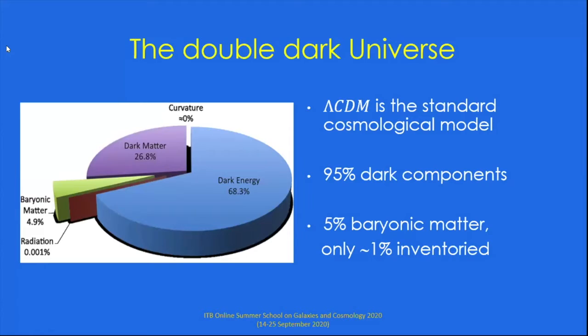I will start by showing you a pie diagram that describes the matter energy budget. It's the standard model of contemporary cosmology, that is lambda CDM. This model basically says that we live in a double dark universe in which dark energy in the form of cosmological constant, or lambda, and dark matter are the dominant components, whereas baryonic matter contributes only 5% of the total matter energy budget of the universe, and radiation is negligible.